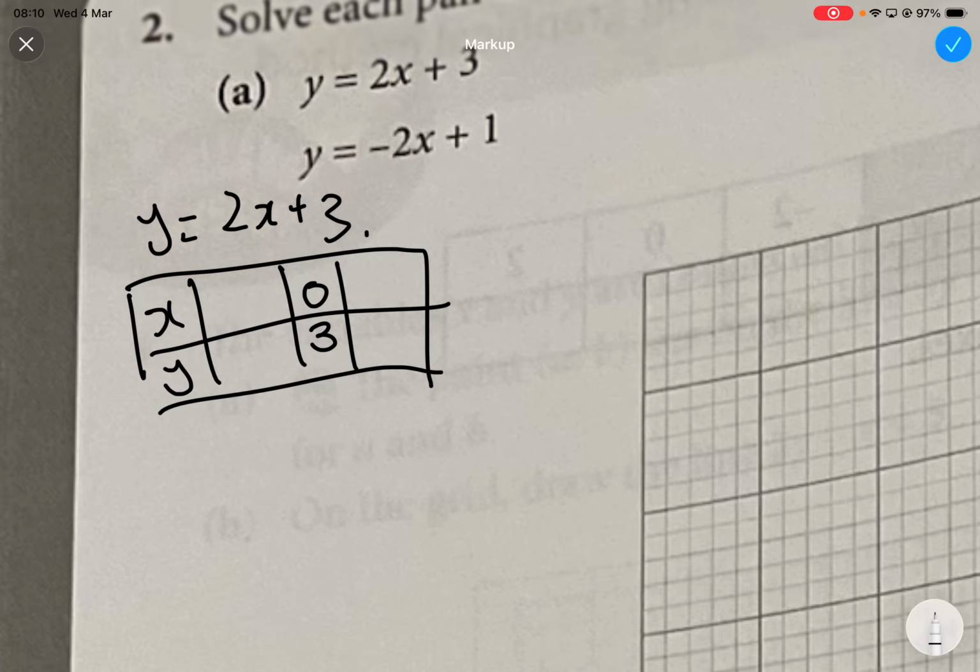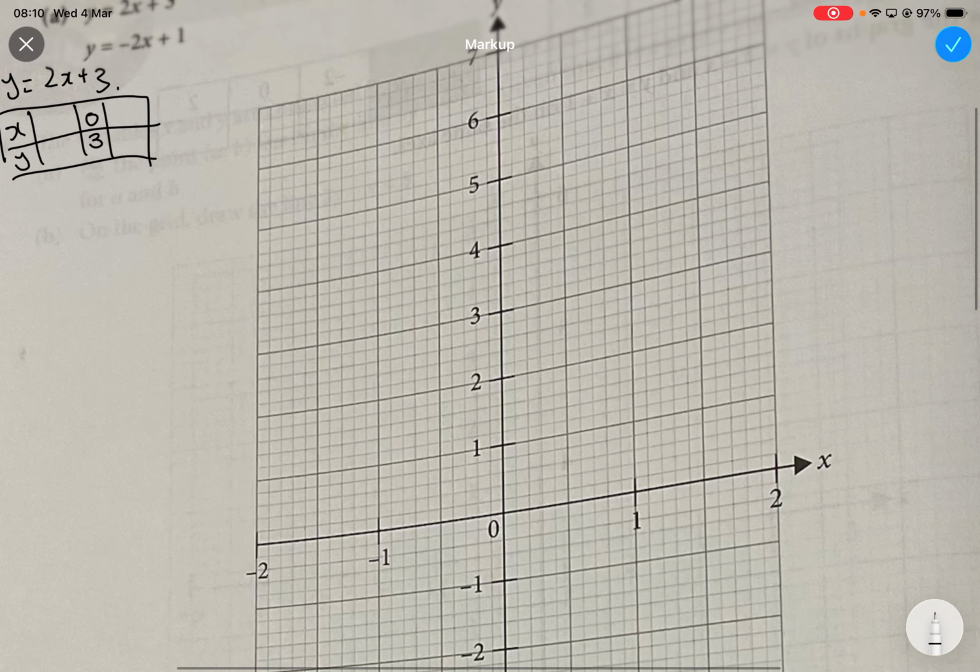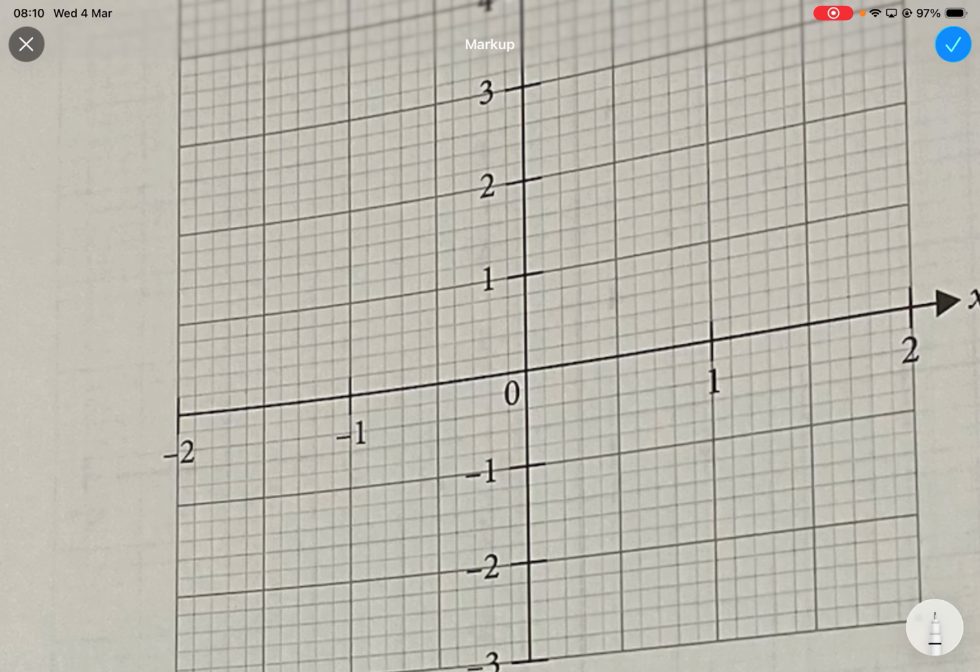What are the other 2 points that I will use? Then I must go and look at my graph. I want to spread out as much as possible. So I can choose x to be negative 2. I can choose x to be 2. Then I will have 1 point along here, 1 point along here, 1 point at the middle. I join 3 of them together, I will get my line.